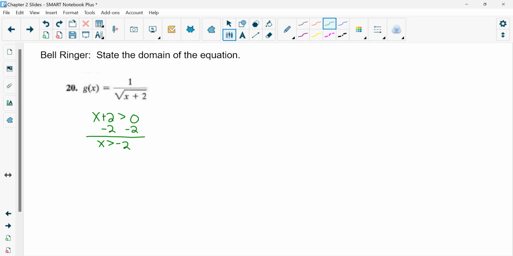We do want to write that as an interval. If you are struggling writing that as an interval, you can always go ahead and create a number line. This would be a negative 2 with an open dot, and greater than negative 2 would be going this way. So your interval will be a parenthesis with the negative 2 because, again, it's not equal to negative 2, and then it's going to go right forever to infinity. So that should be your answer for that one.